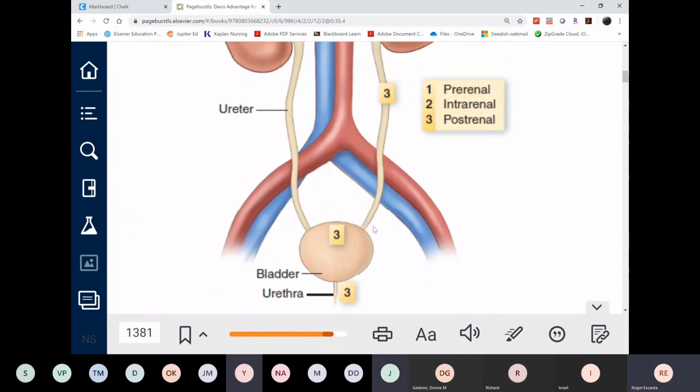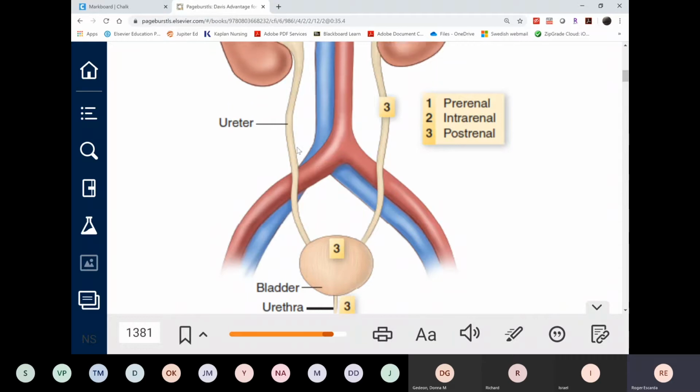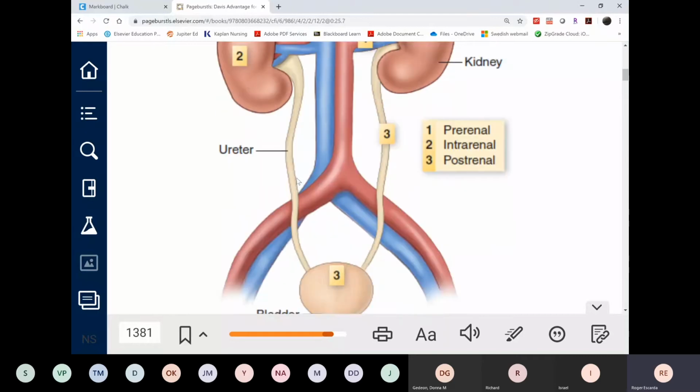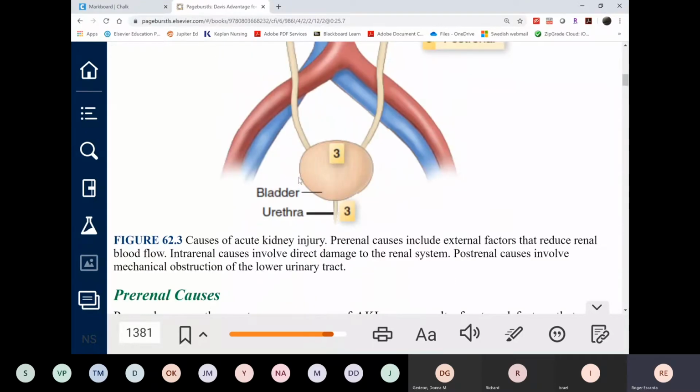What about any prostate problems? BPH. Okay, so you can have prostate or bladder cancer or BPH, enlargement of the prostate, which will block your urethra here. What about strictures? You can also have strictures in the ureters or in the urethra.